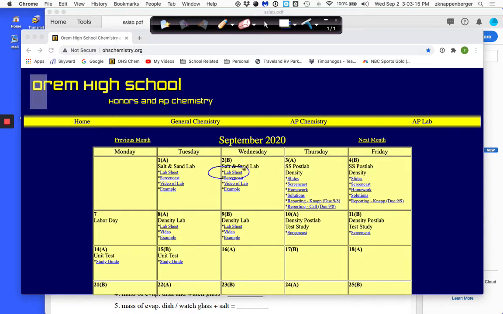You will print this lab sheet, and then you will watch the video of the lab, which is actually Miss Call and I doing the lab today. Along the way, you'll be gathering the data as if you were in lab, and then you'll be analyzing it as well. So of course you'll need to print the lab sheet before you watch the video of the lab so that you have the opportunity to follow along and record data as you go.